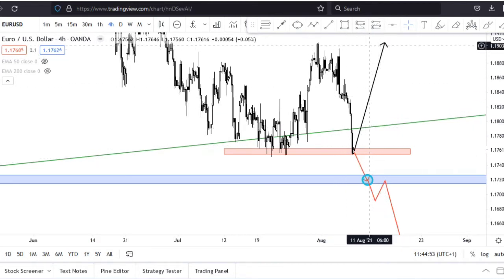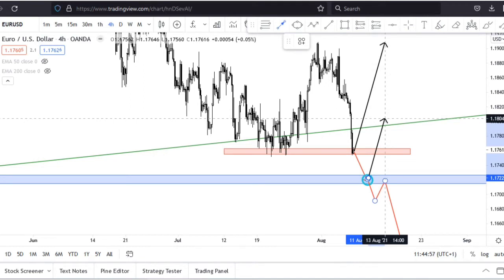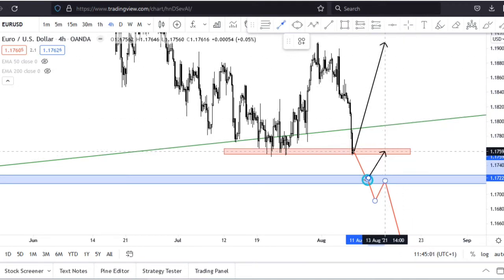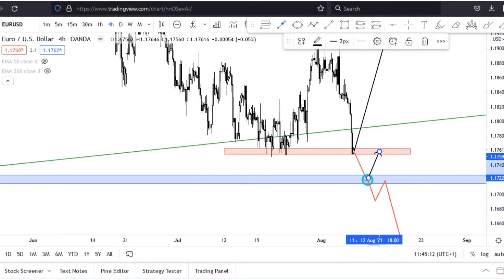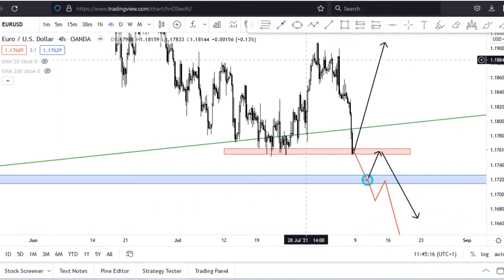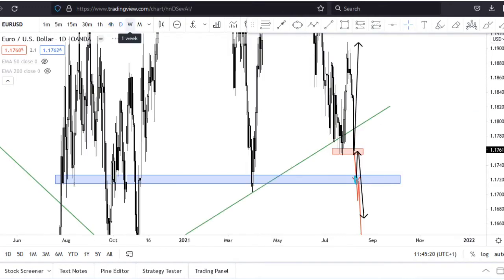There's always the possibility that price could also reverse from this level to the upside. It could be a full reversal, or there could just be a retracement back down to this level of resistance here, or back to the trend line before coming back down. But my bias generally would be bearish on Euro USD.